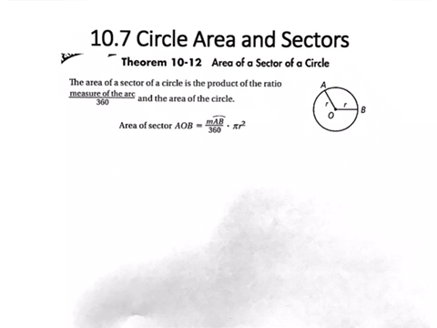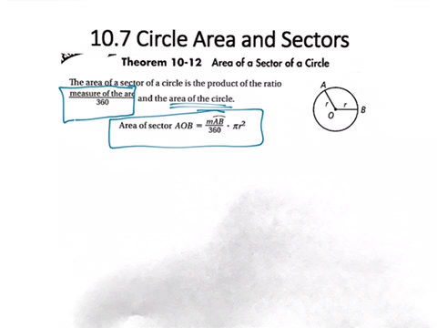The area of a sector of a circle is the product of the ratio, and so it looks very similar to arc length. We're taking the measure of the arc divided by 360, but this time instead of multiplying by circumference, we're multiplying by area of circle. So this is the formula we're going to use to find area of sector.